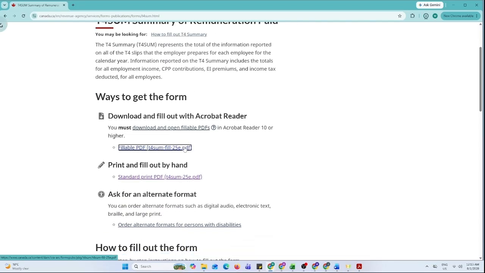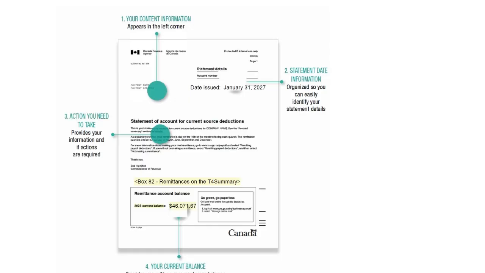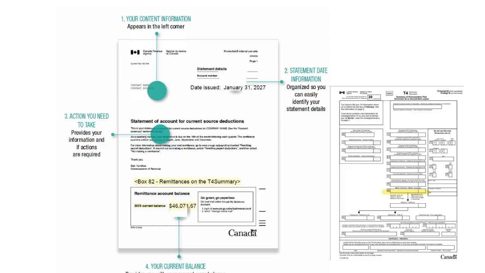Alex visits the CRA website and searches for T4 SUM. He downloads the fillable PDF version of the T4 summary. He also has his 2026 PD-7A statement of account ready, which shows the total payroll remittances made during the year. Alex will use the total remittance amount from the PD-7A to complete Box 82 remittances on the T4 summary.